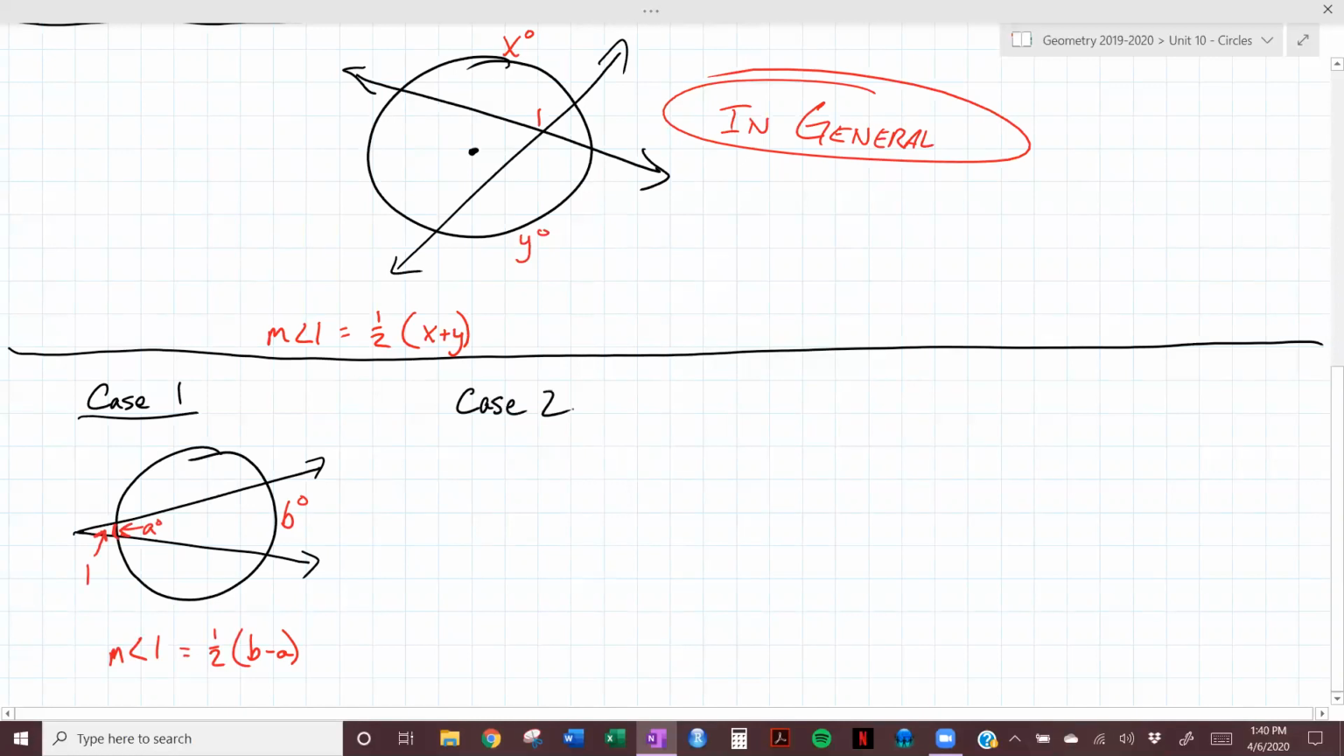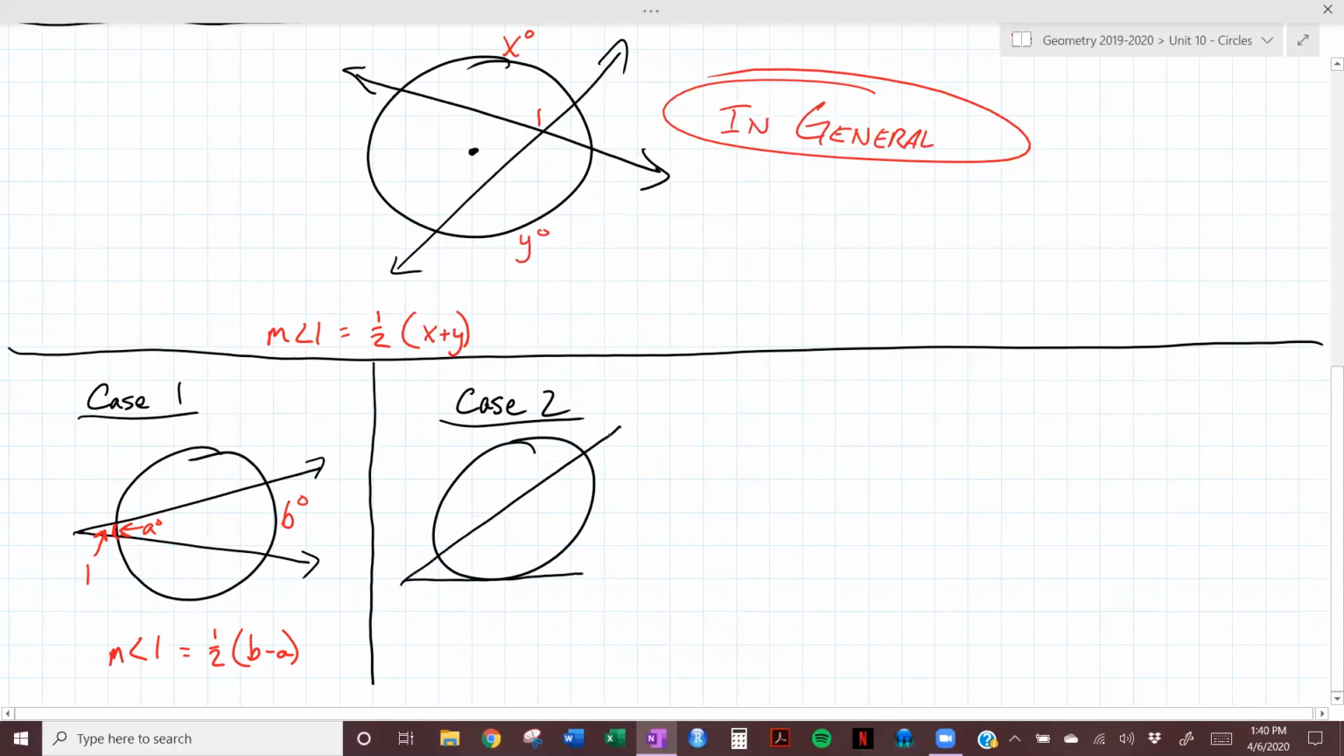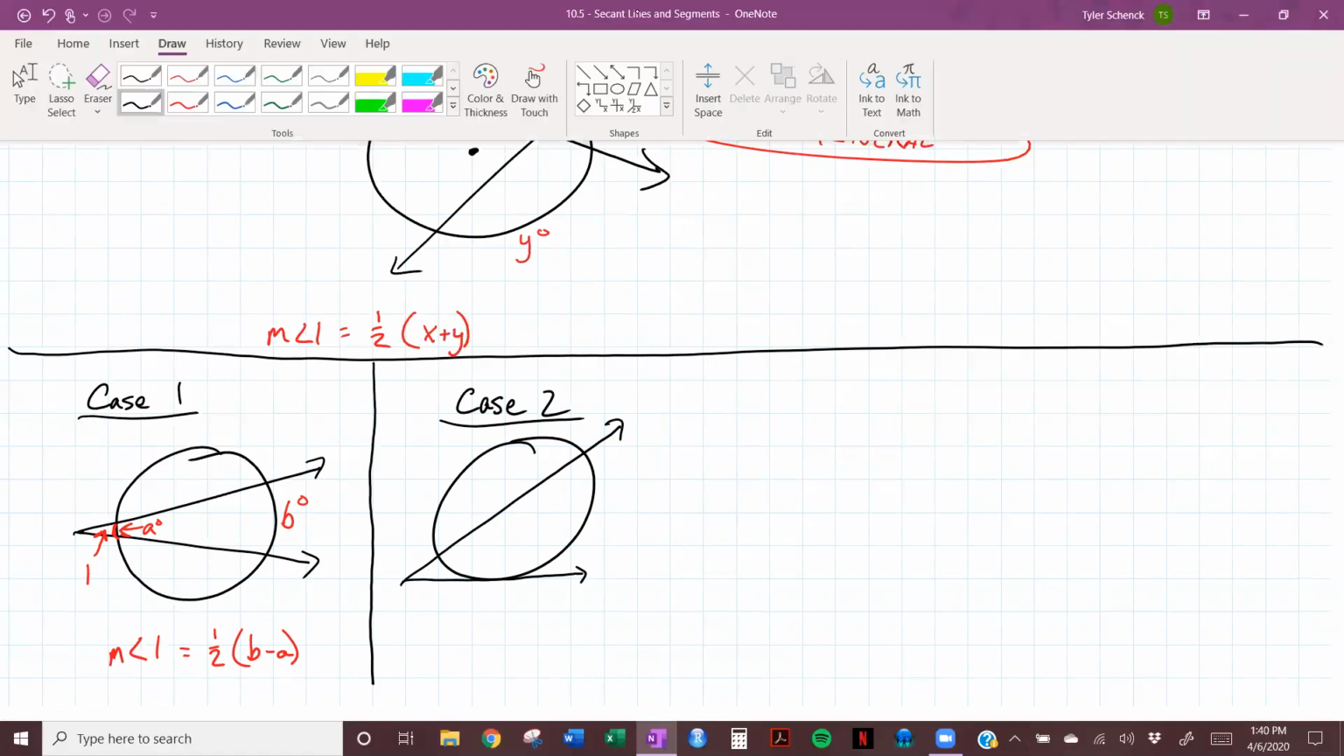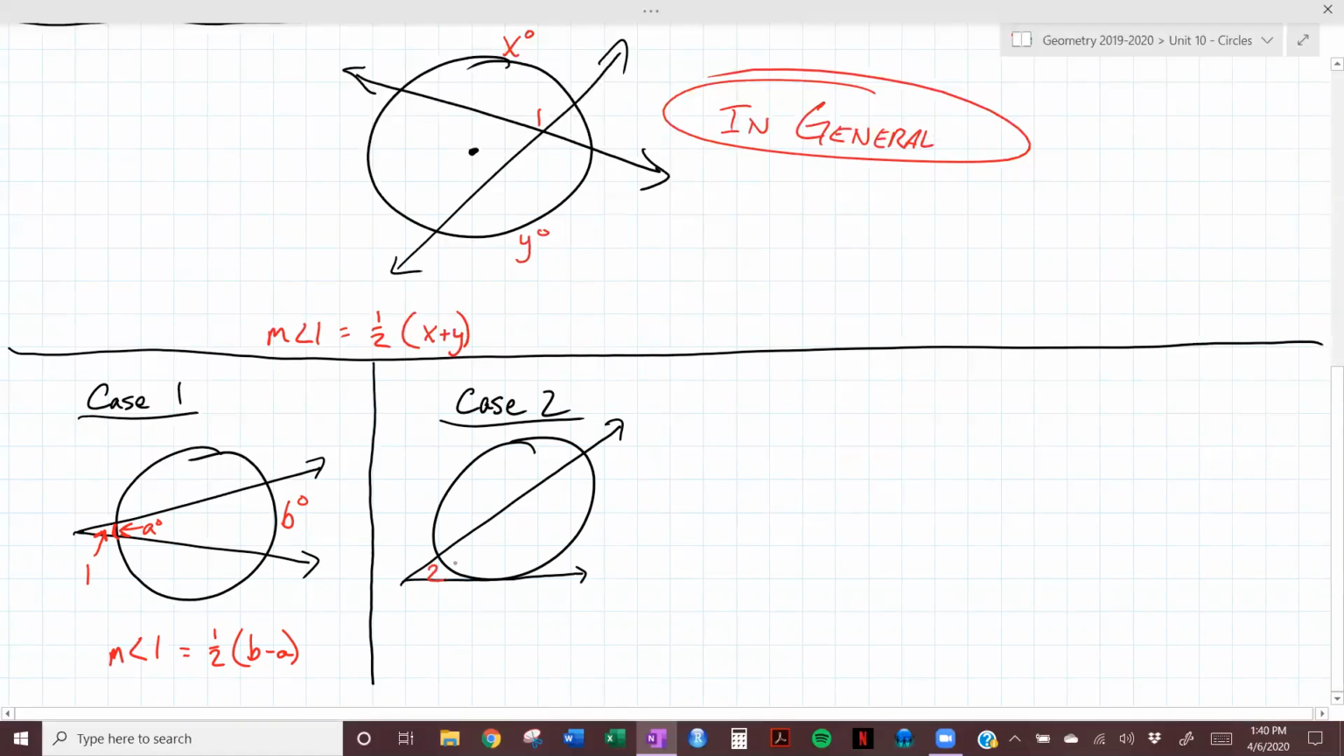Case 2, we have a circle. We have a tangent there, a secant there. Angle 2 is here, C degrees is here, D degrees is here. So the measurement of angle 2 is going to equal 1/2 D minus C.